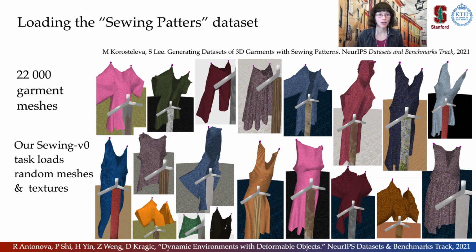So this is 22,000 garment meshes from sewing patterns dataset. So this demonstrates that you can basically create environments like our sewing V0 environment that samples from thousands and thousands of randomly loaded meshes and textures.